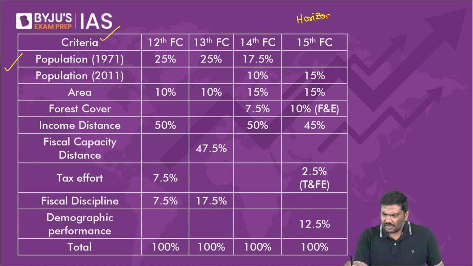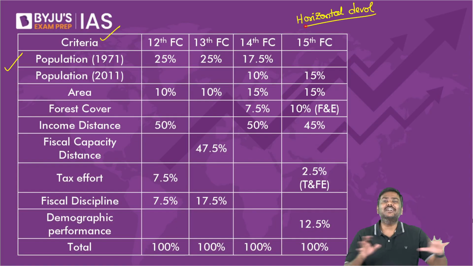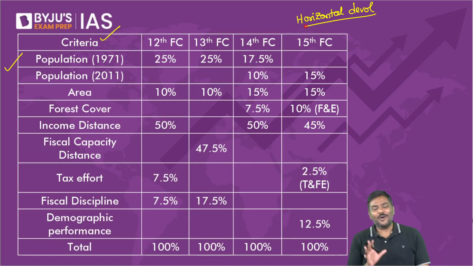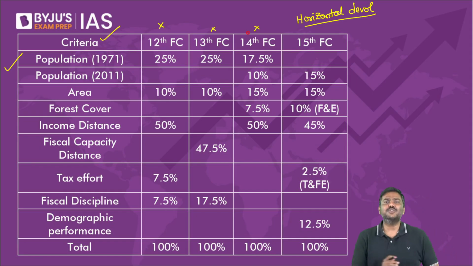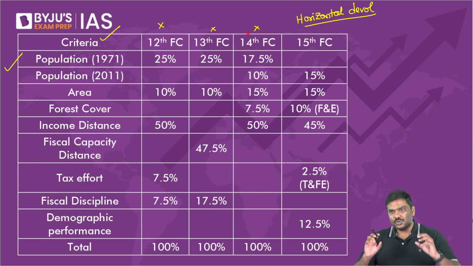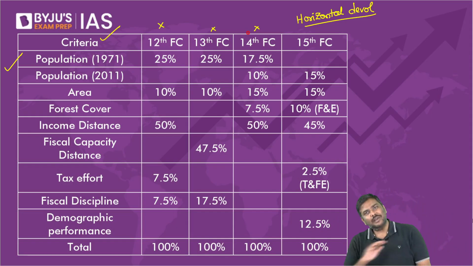Horizontal devolution formula. Now I've given a very small table here. Do not memorize the complete table. Please do not waste your time. Just to make you understand, just to give you more idea, I've given a table here. Don't waste your time. If some of you ask me, why should I not memorize the table?